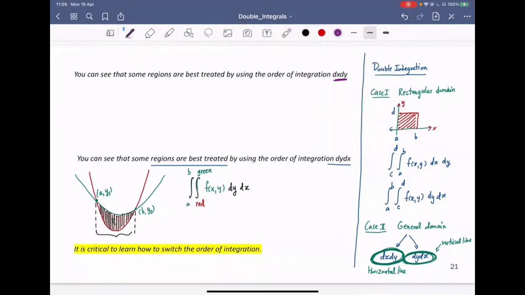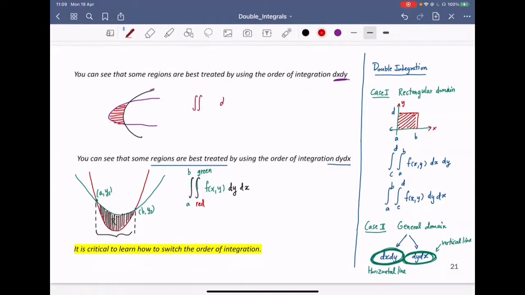The same thing applies to the case where you pick dx dy, because sometimes you're going to see the same picture, but you get something like that, and let's suppose that I want to integrate with respect to the pink area here. You can see that the best way to do it is to draw the horizontal line, which means you're going to integrate.